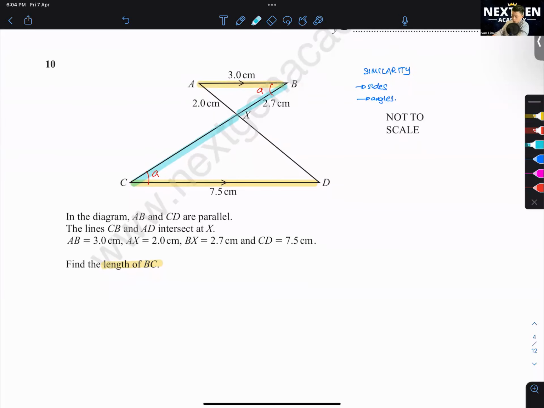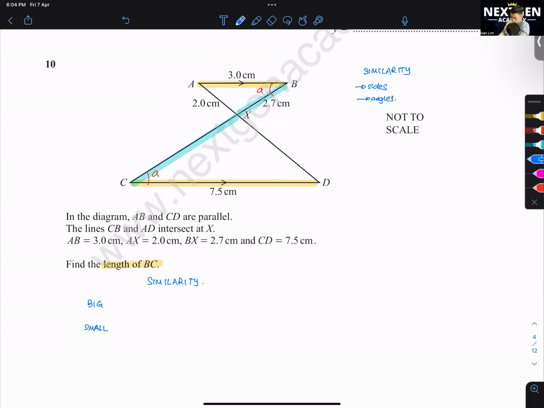Okay, so how do I find the length of BC? I know this triangle is similar to this one, so we use the concept of similarity, where the length is directly proportional to the length. I can do it like this: big over small, the big triangle over the small triangle.